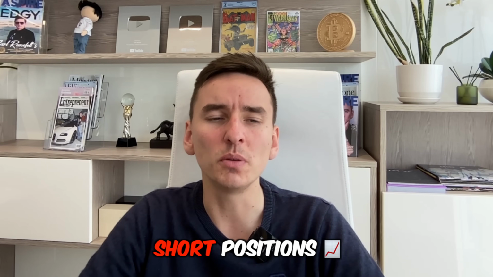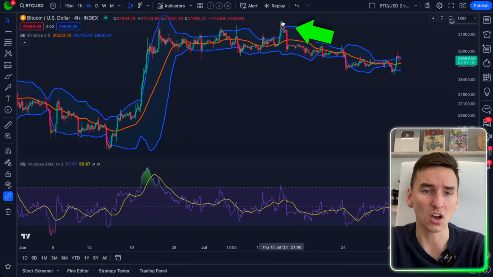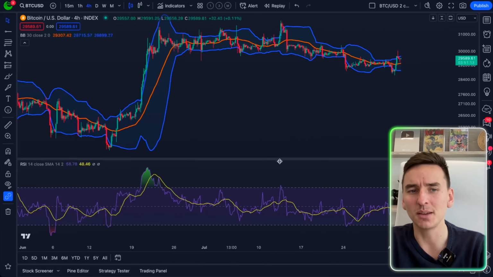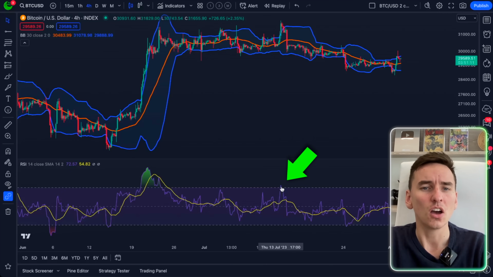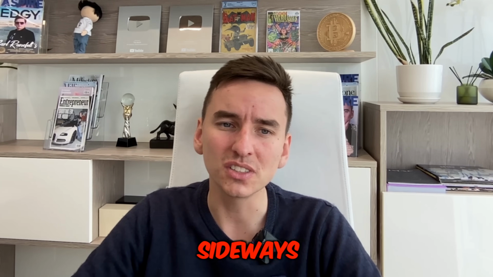If you like to open short positions, the strategy is the same. Just open a short position if the Bitcoin price reaches the upper Bollinger Band and at the same time reaches the overbought zone on the RSI, the 70 level or above. One thing to notice is that if the market moves sideways, this strategy is not the best. Most trading strategies have a hard time predicting market movements in those conditions.